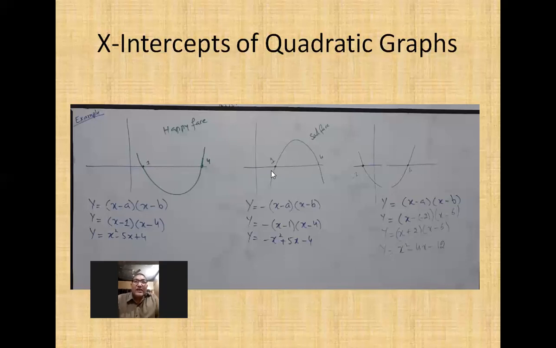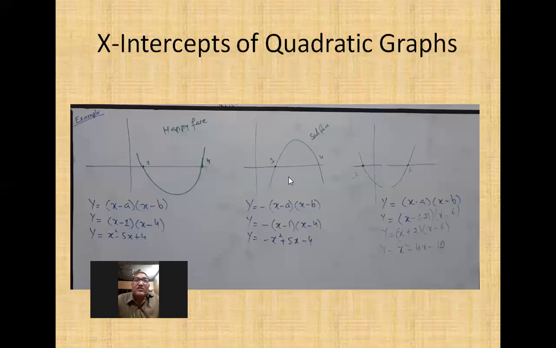Now look at the second example. We have a parabola. The parabola shape is given to us, and we know that it has x-intercepts. The values of the x-intercepts are 1 and 4. So this point is (1, 0) and this point is (4, 0). These are the x-intercepts of this graph, and they are the same as the previous one. But there is a difference. That was a happy face. This is a sad face.